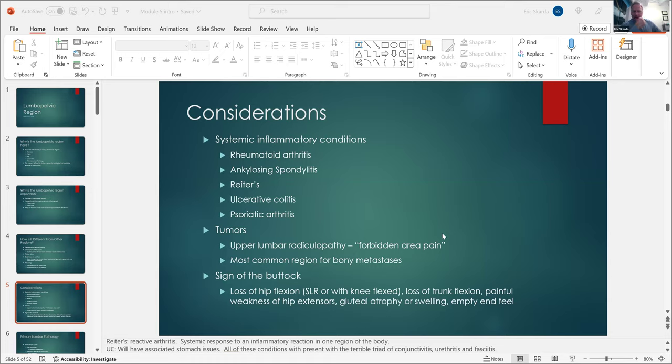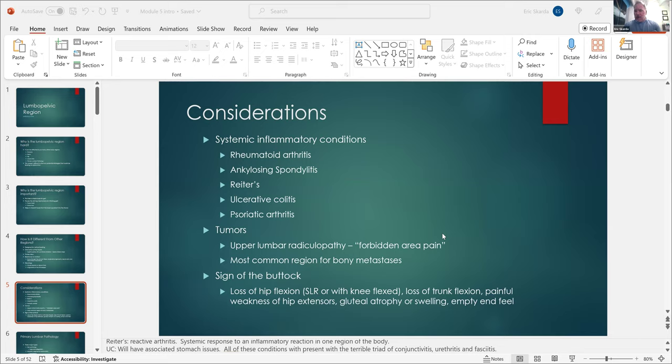Sign of the buttock. We talked about this a bit in the peripheral course. Basically, it's a loss of any type of hip flexion, whether the knee is straight or bent. It doesn't make any difference. So straight leg raise or with the knee flexed, trunk flexion, where you're hinging at the hips going forward, you'll get weakness, probably painful weakness of the hip extensors, so the glutes. You'll potentially get either atrophy or swelling of the glutes, depending on the main cause.